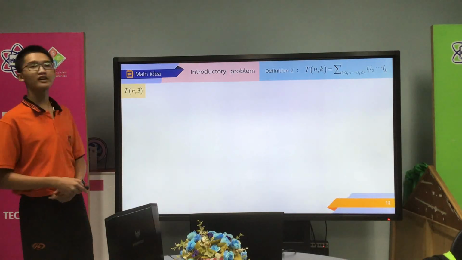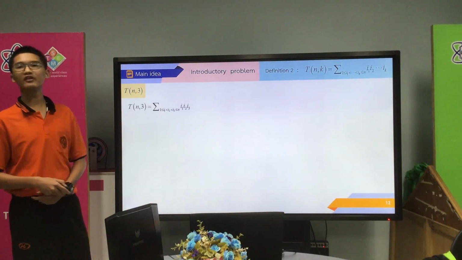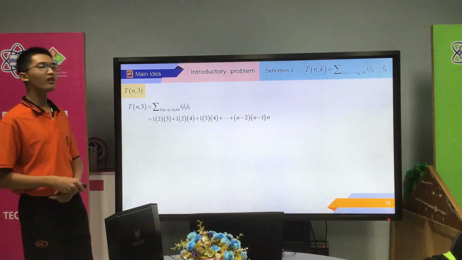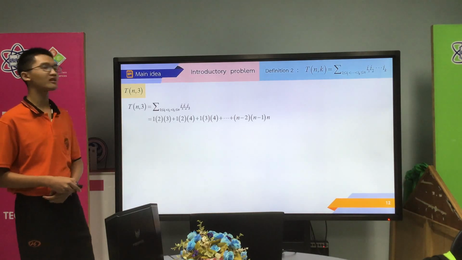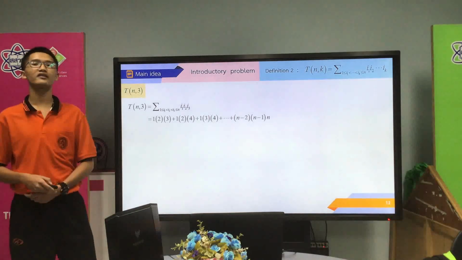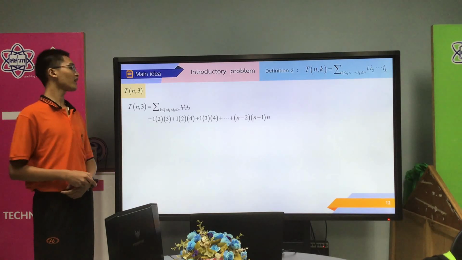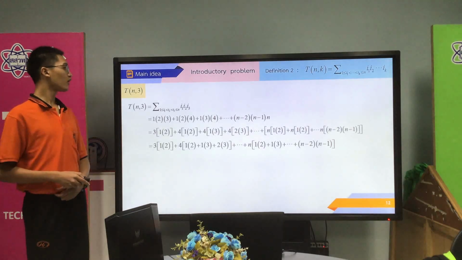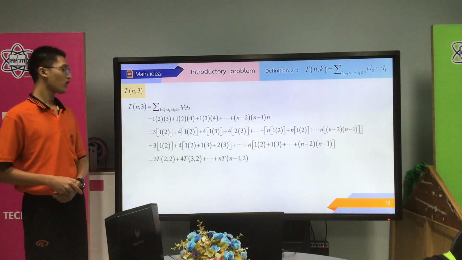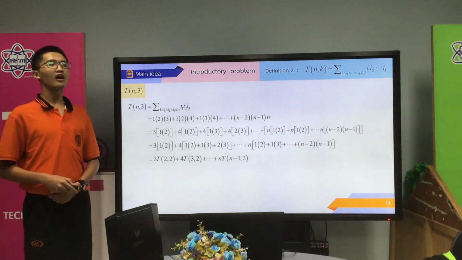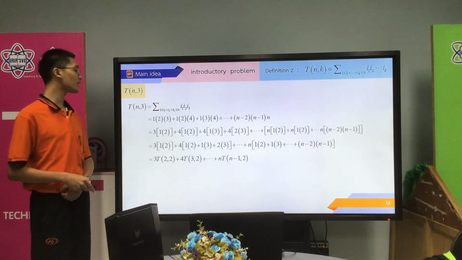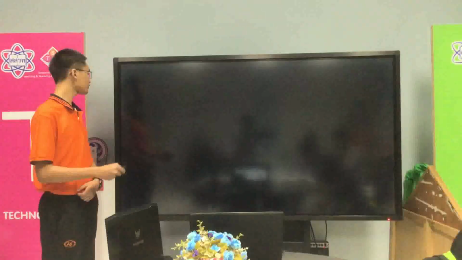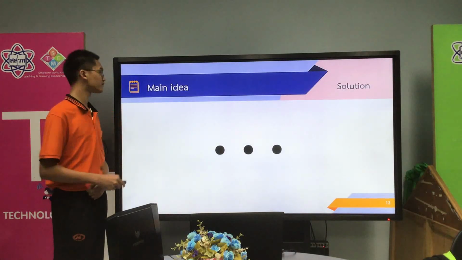The same method for Tn3. From the definition, we know Tn3 is equal to 1 times 2 times 3 plus 2 times 3 times 4 plus dot dot dot plus n minus 2 times n minus 1 times n. So from grouping these terms, we get this. We can write Tn3 in the recursive form of Tn2. So Tn3 can be written in the recursive form of Tn2. And so on.